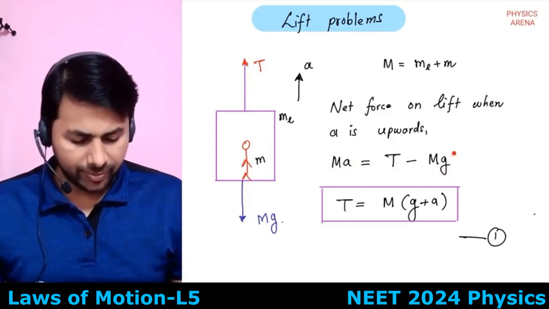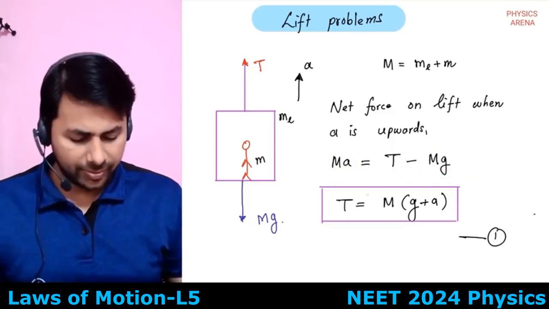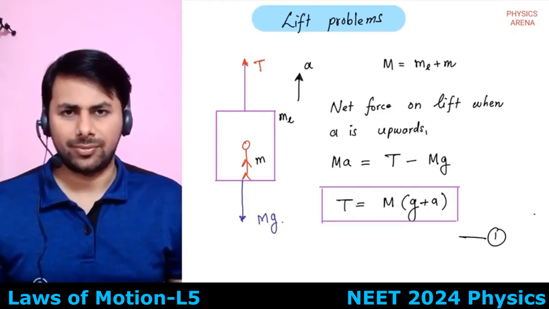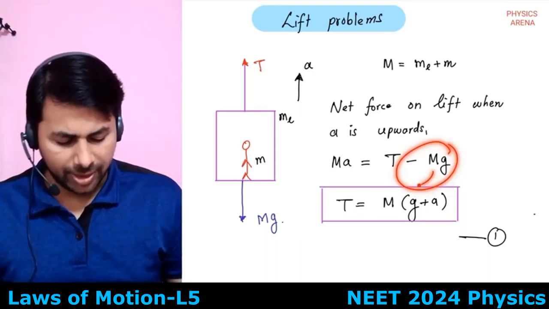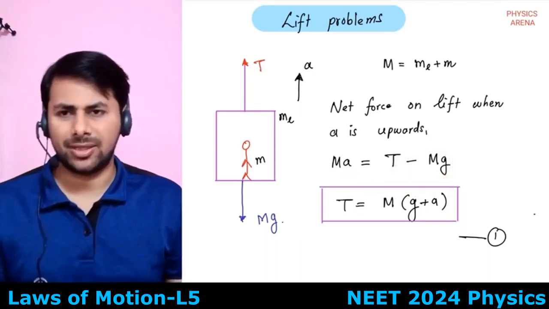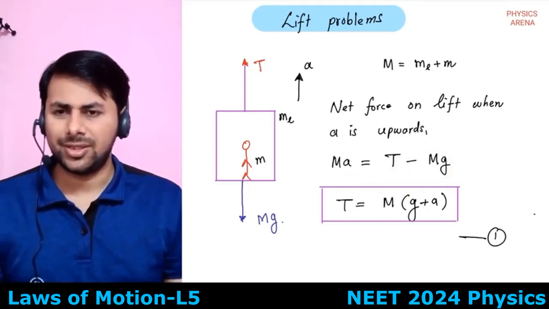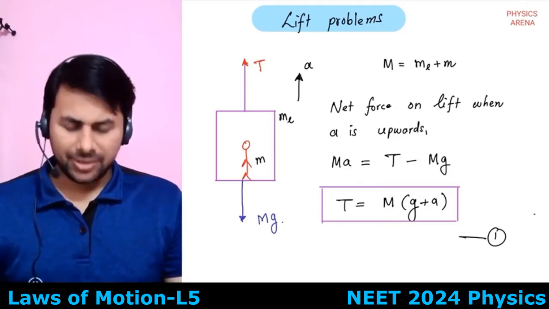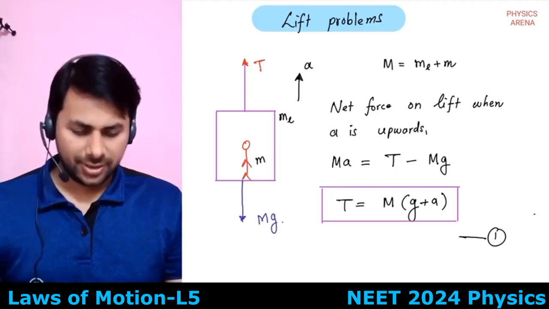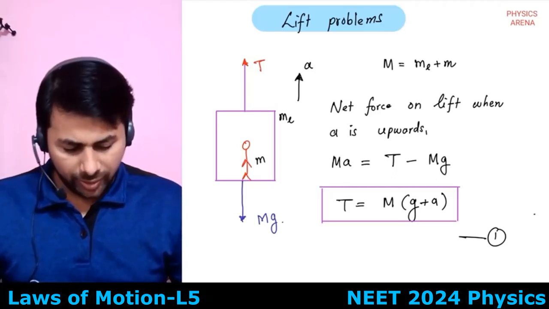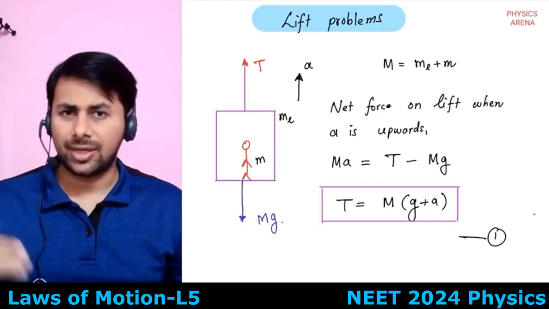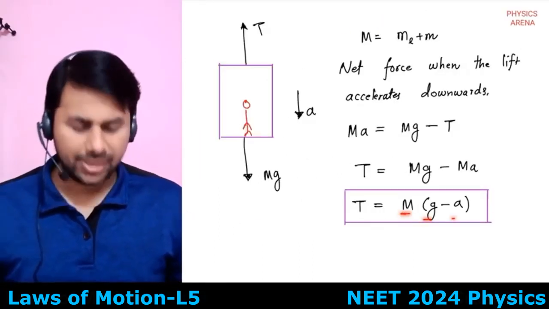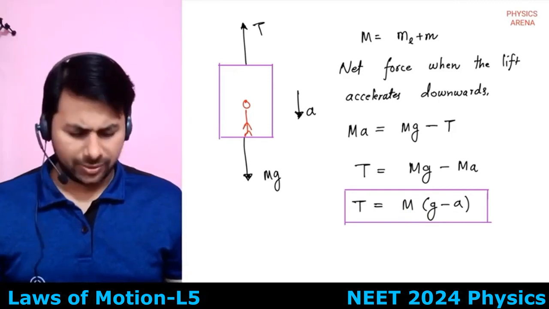So how much will T be? Take that minus mg to the other side. So T is equal to m multiplied by g plus a. Is it clear? The lift is accelerating upwards, and this is the formula. Now, if the lift is accelerating downwards, then tension will be equal to m multiplied by g minus a.